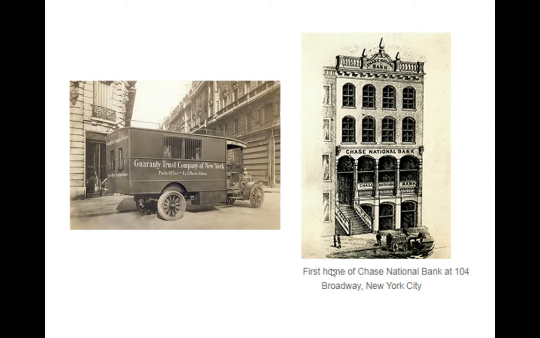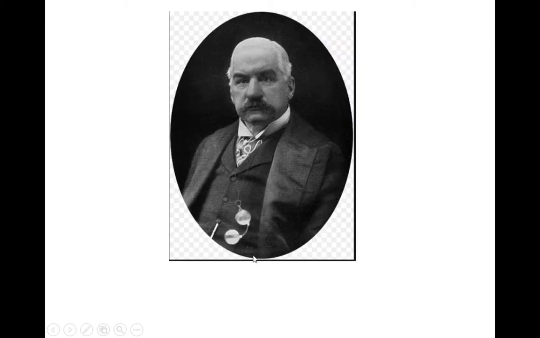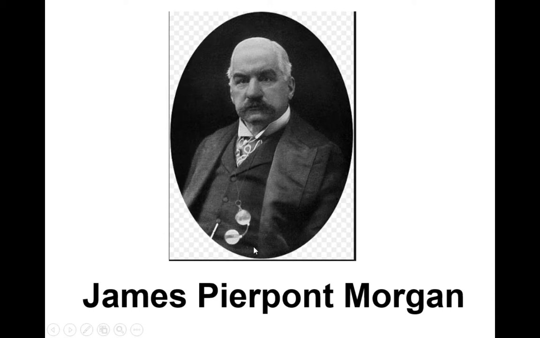All right, the last industry that we're looking at today, what do you see? Talking about banking, the banking industry. And for banking, our key individual is this guy right here, J.P. Morgan. James Pierpont Morgan. J.P. Morgan is now a bank, not a person, but it's from this guy. He was one of the most powerful bankers of his era.